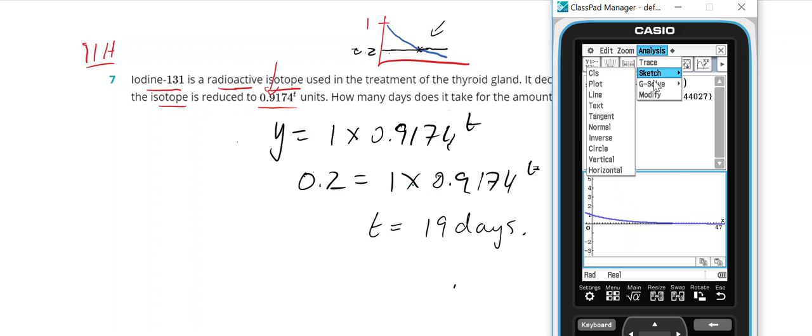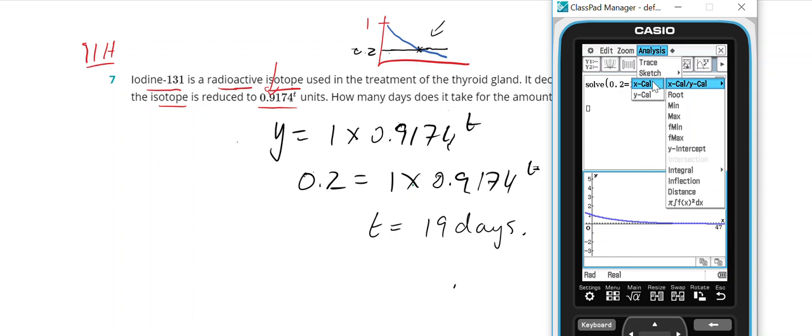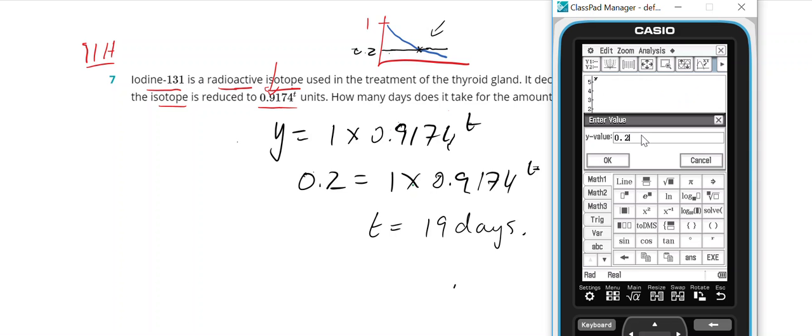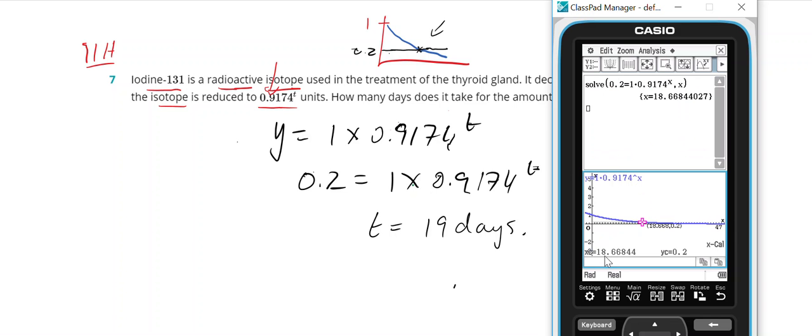I'll try this again. X-cal with a y value of 0.2, and you can see you get the same answer: 18.67 days, which is 19 days. Hopefully that helps you understand how to use the calculator on these types of questions. So x-cal and y-cal are useful. However, you have to make sure you're in the correct window and range, otherwise you're not going to get the answer you want.